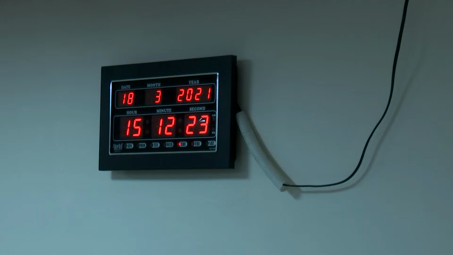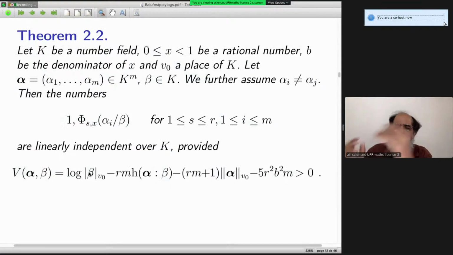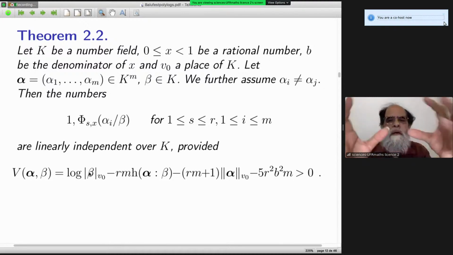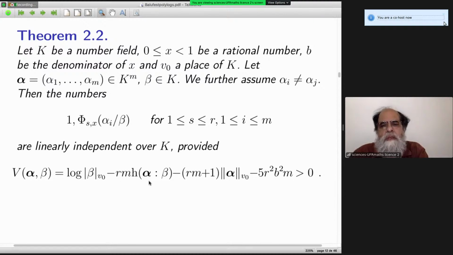So you have the metric condition. I have written it here. So you need the absolute value of beta to be much larger than the height of the point alpha beta. Okay, so typically 1 over q works because alpha is equal to 1 and beta is equal to q. So the absolute value is much bigger here than at the other places.